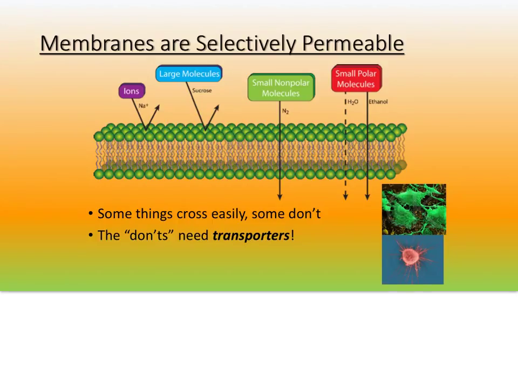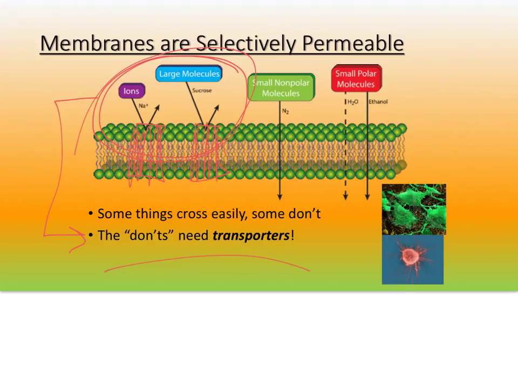Alright, and here we are at this slide again. Now, the reason I brought it back is because now we're going to shift our focus to these molecules right here. Because if the molecule cannot freely cross the membrane, then we need transporters to help it get across. So in other words, we're going to need a protein to serve as a doorway here for things to move through.